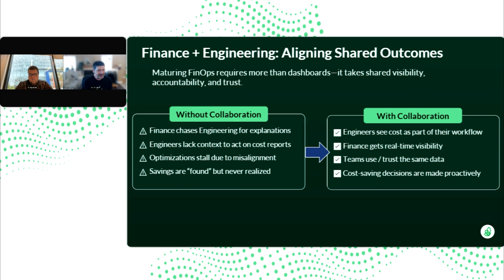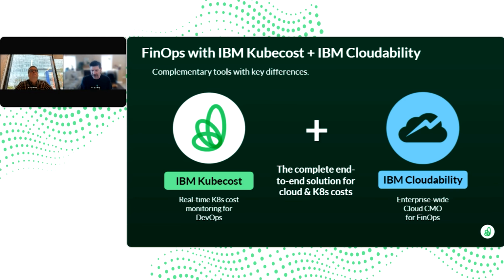And go to the next one. So these two solutions can come together and really provide you with an end-to-end FinOps solution for your entire cloud investment and your Kubernetes costs as well. IBM Kubecost, IBM Cloudability, two different products, but we are now happily a part of the IBM family, and our products have a really great better together story.